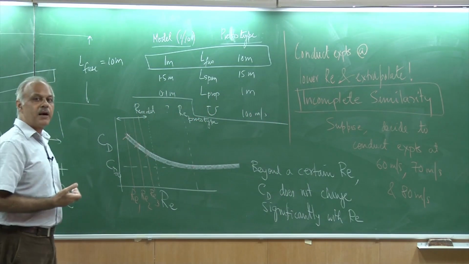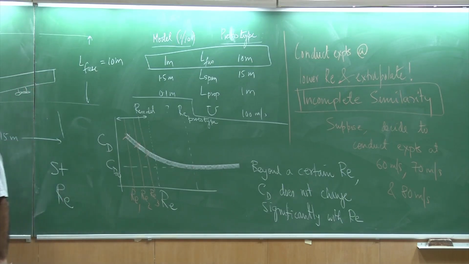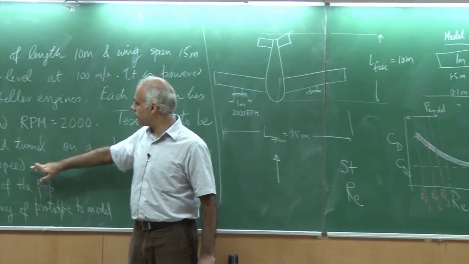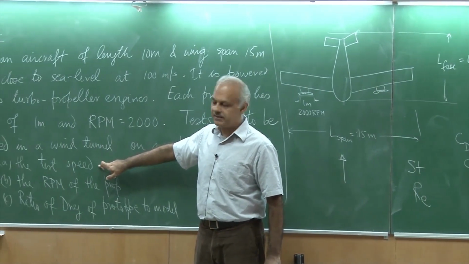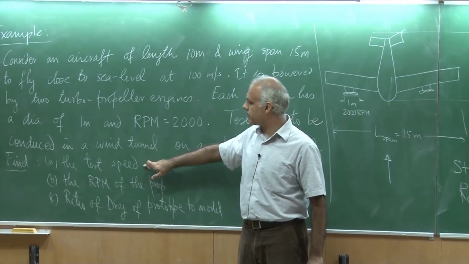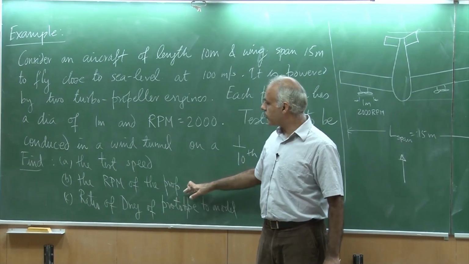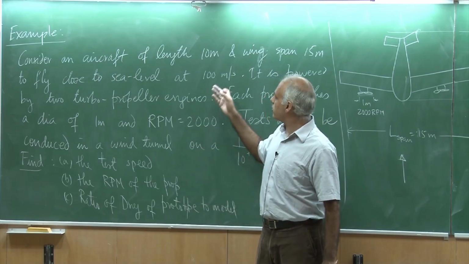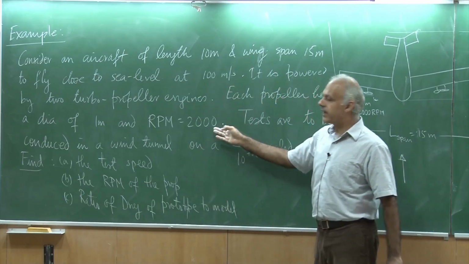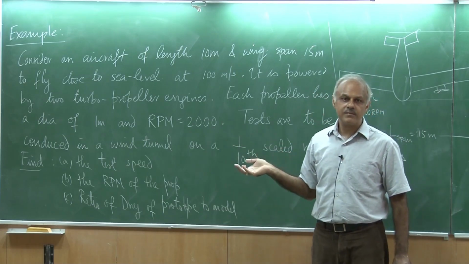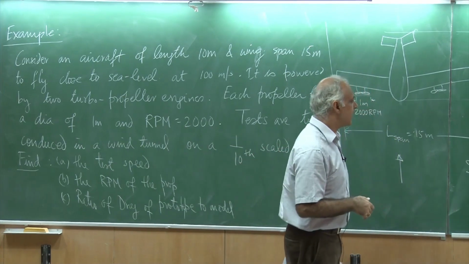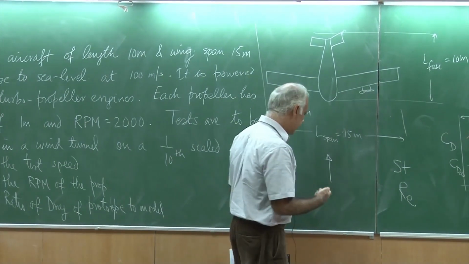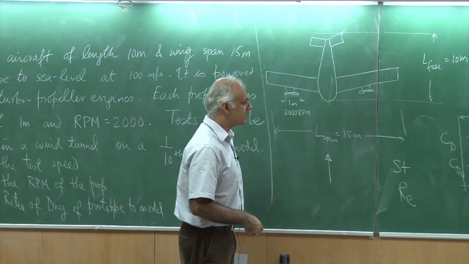Now I come to the next part of the question. So we were supposed to find out what is the test speed, and we have concluded we will use 3 test speeds, the maximum being 80 meter per second. Now I want to figure out what about the RPM of the propeller. The original prototype is operating at 2000 RPM. So this I will have to figure out through the Strouhal number. So let me now work with the Strouhal number.